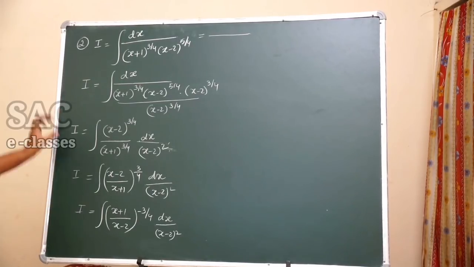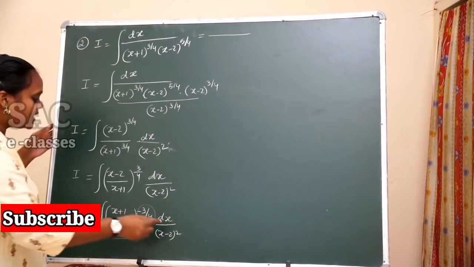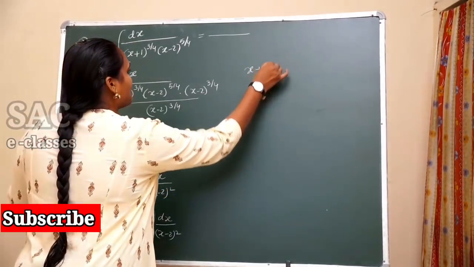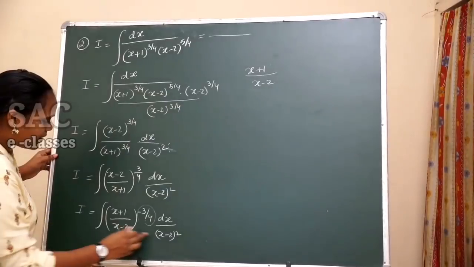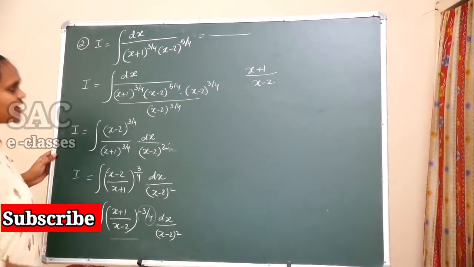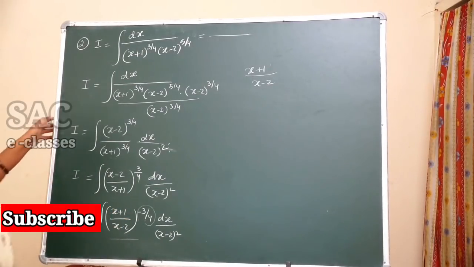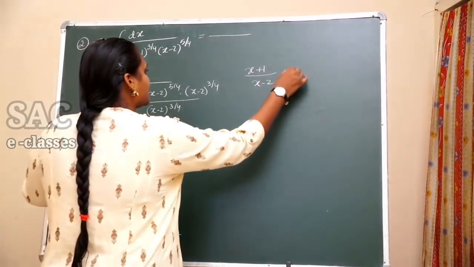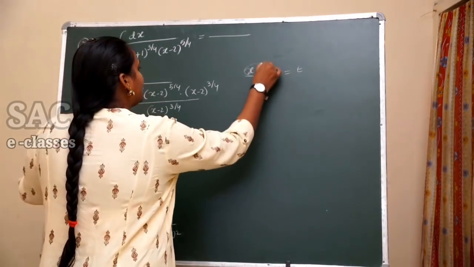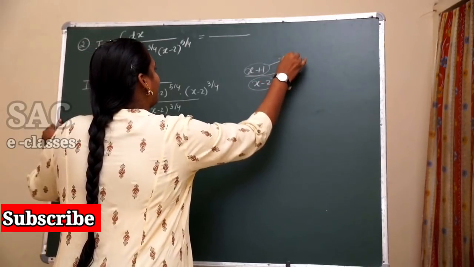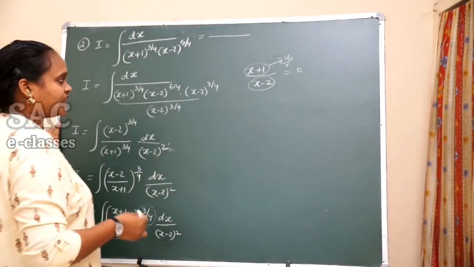Now let us take (x plus 1) by (x minus 2), which is in a fractional power, as some t. To make the denominators match, I made it 3 by 4, and changed it into a negative power of minus 3 by 4. Let us assume (x plus 1) by (x minus 2) is t. Now if you observe, it looks like u by v, the quotient rule. Let us find the differentiation of that.